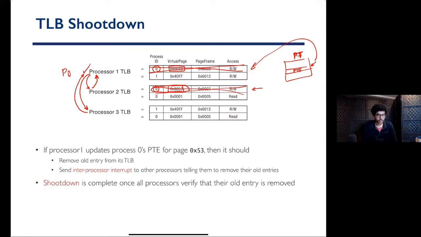So this is called shoot down, and the overhead of this increases linearly with the number of processors that we have. The more processors we have, the more time it takes to do the shoot down, because each processor should talk to all the other processors and wait for all of them to acknowledge the shoot down before it can move on.